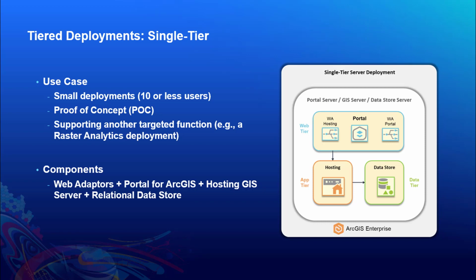In this first example, all the components are installed onto a single server. It's illustrated by that white box with the yellow boxes representing the components. This is acceptable for small deployments, a handful of users, proof of concepts, and other instances where the portal and data store functions are limited and load is primarily associated with another function for which that portal is supporting, for example, raster analytics. So this is okay to start with and to do POCs and whatnot, but when we get into production, we'll want to look at a couple other options.